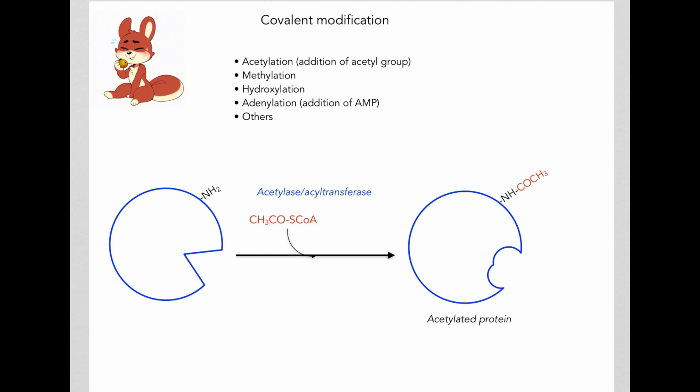Besides the addition of the acetyl group to the enzyme, what we call acetylation, enzymes can also be methylated, where methyl groups are added. Hydroxyl groups could be added, that's called hydroxylation, and AMP groups can be added to the enzyme, that's called adenylation, as well as several other groups. As with allosteric regulation, the covalently modified enzyme may show increased enzymatic activity or it may show decreased enzymatic activity.